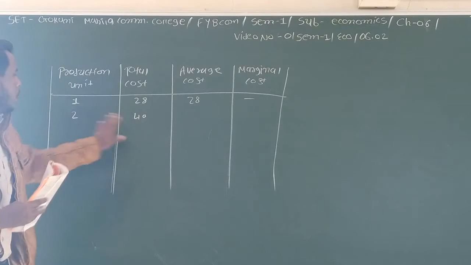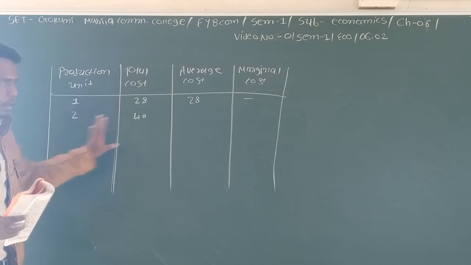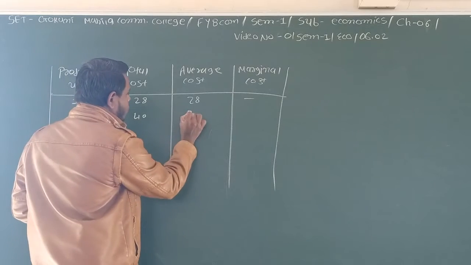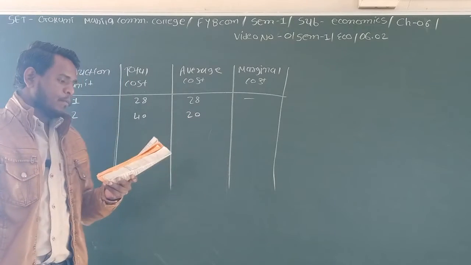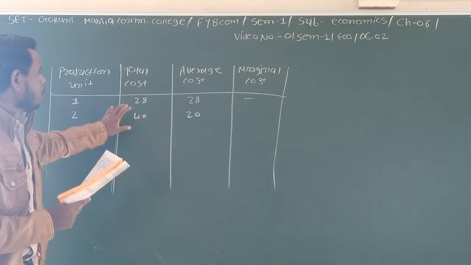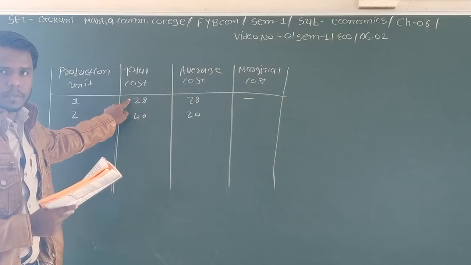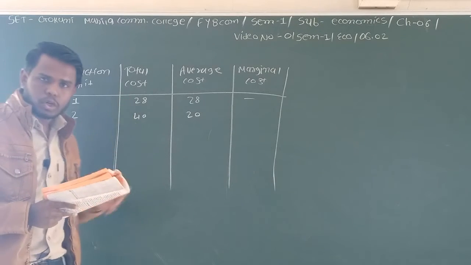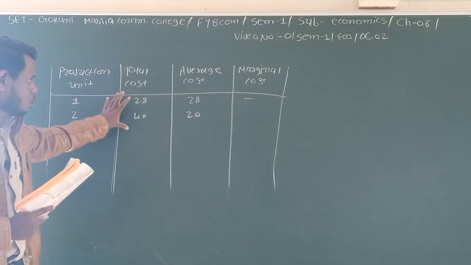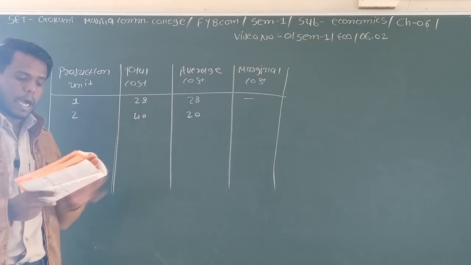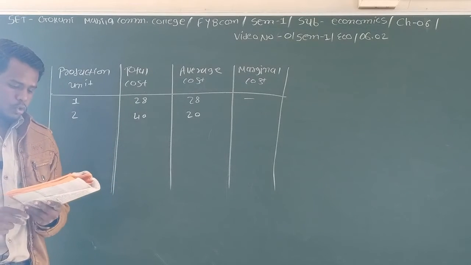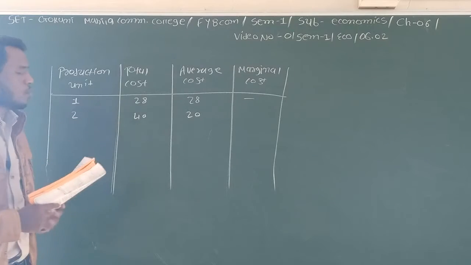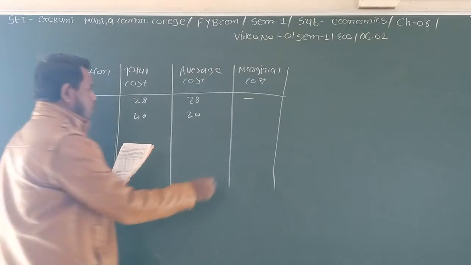So 40 divided by 2, at that time you will get rupees 20, and 40 minus 28, because we saw in marginal cost that you subtract from the total cost, and you get that value. So here 40 minus 28, at that time you will get rupees 20.